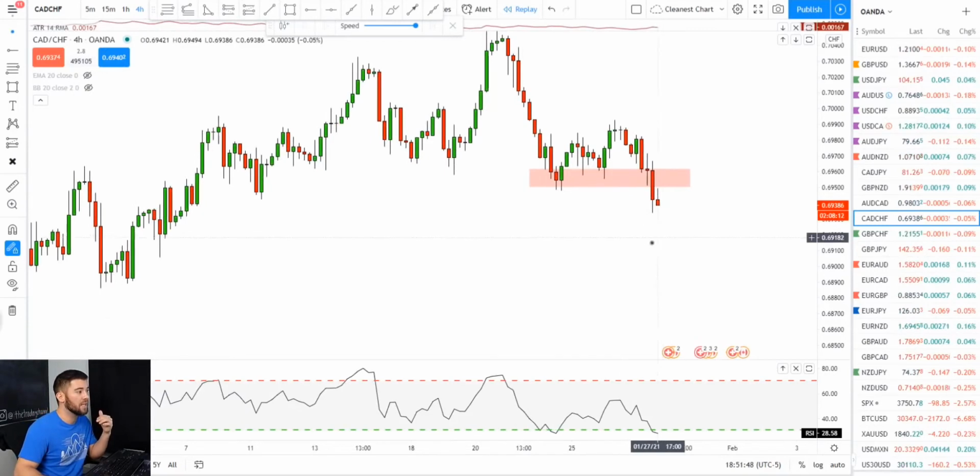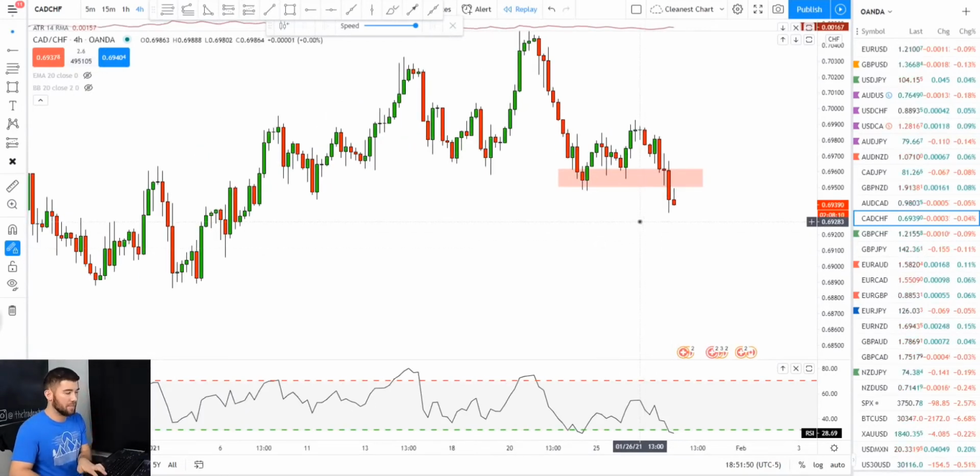The second way is by looking for levels that have been tested and used multiple times by a market for resistance or support.